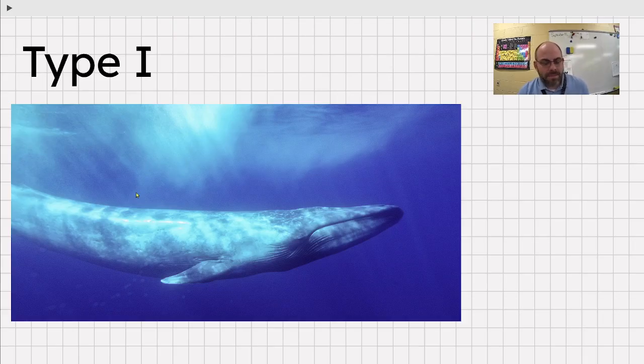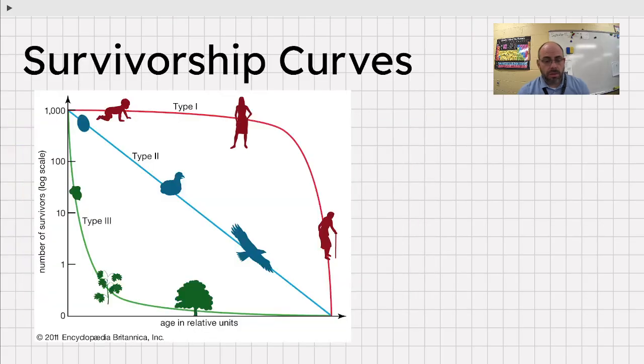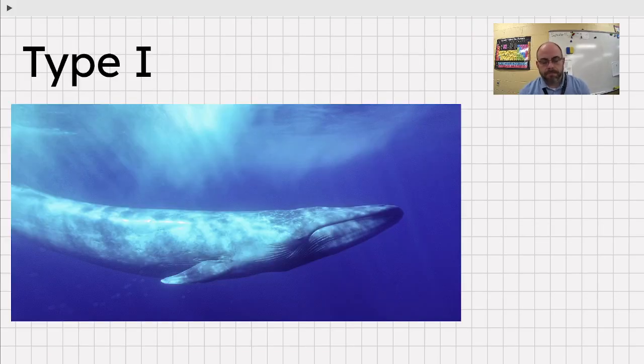Okay, type 1. The blue whale. This is a great example of a type 1 curve. Why is it a great example? Well, type 1 curves have high survival in early and middle life, meaning a low mortality rate, but most death occurs in the older ages. Why is this? It's characteristic of a K-selected species with high parental care. We're caring for our young when they're young, making sure they don't die at a higher rate, and that's why there is high survivability until they reach the end of their life. Humans, elephants, whales, bears, type 1.